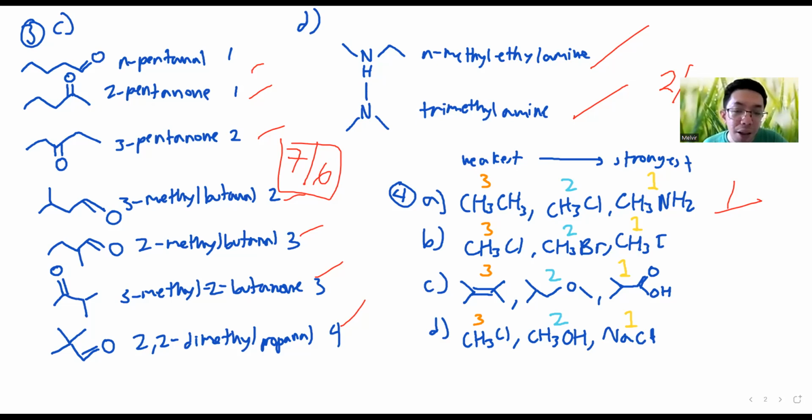Why is methyl chloride weakest IMFA and methyl iodide or iodomethane as your strongest IMFA? Anong basis niyan, Josh? And I cannot see you ulit. Anong basis mo sa letter B?